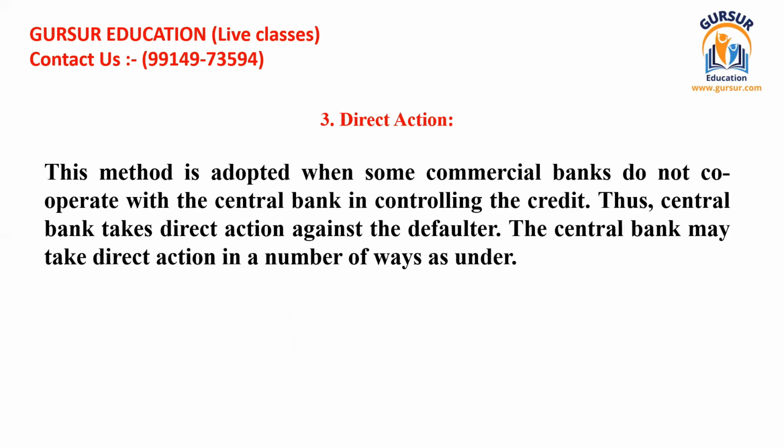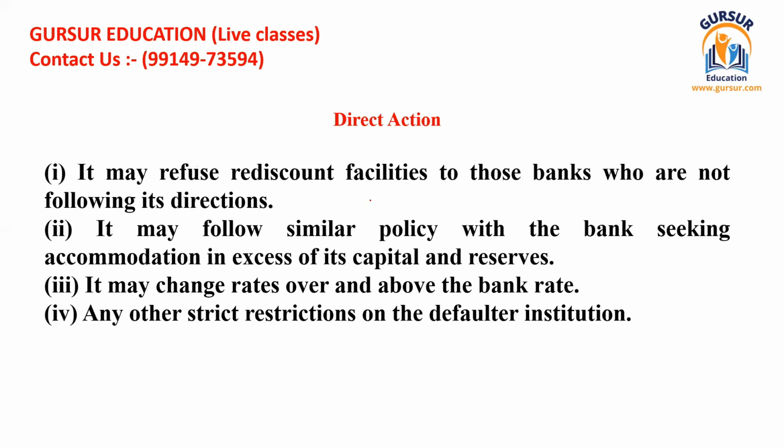The third one is direct action. The central bank can take direct action against the commercial banks who are not cooperating with the central bank for controlling the credit and monetary supply in the economy. So they can take any kind of stringent action against any of the commercial banks. And what kind of action do they take? It may refuse discounting facility to banks. It may follow similar policies with the bank seeking accommodation in excess of its capital and reserves. They can ask banks to have more reserve and more capital.